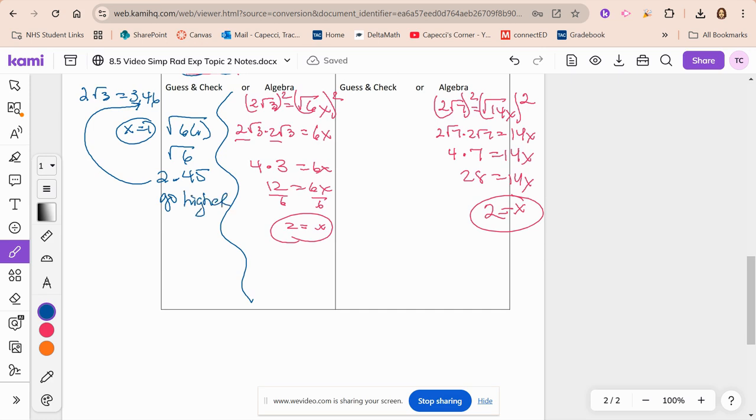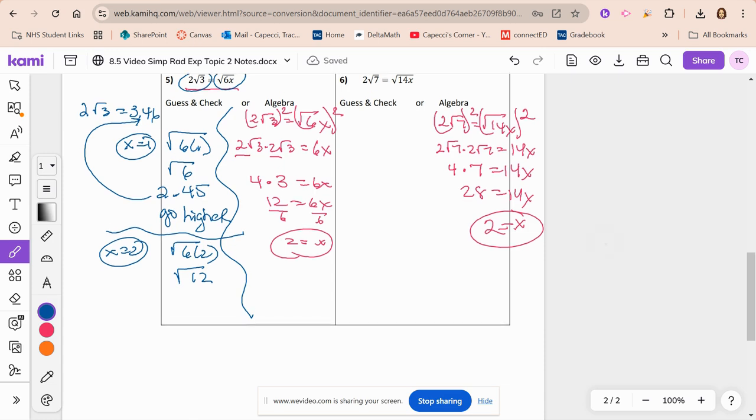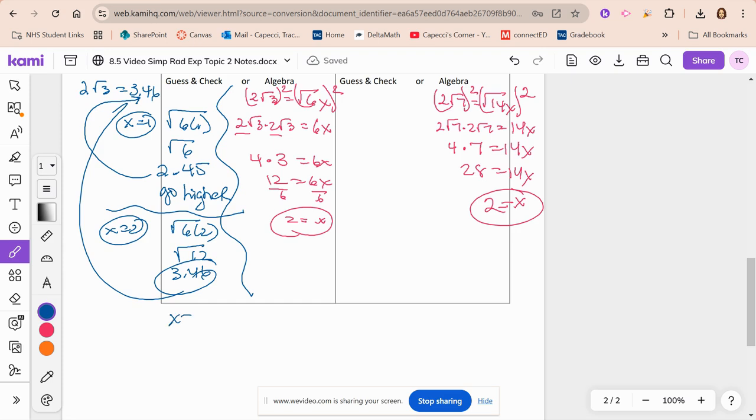Again, this is just guess and check. That's all I'm doing. I'm guessing, and if it doesn't work, I'm going to try it again once I check it. So I'm going to try x is equal to 2. I'm going to take 6 times 2, which gives me the square root of 12. Now, again, that can be simplified with radicals, but I don't need to do that because I'm just going to put it in my calculator. And that gives me 3.46, which again is what I was looking for. So I'm okay. This method will let me know that x is equal to 2, which I already know by solving that algebraically.